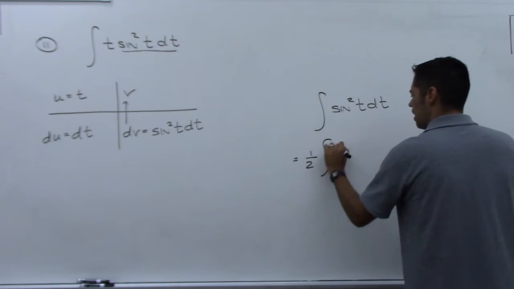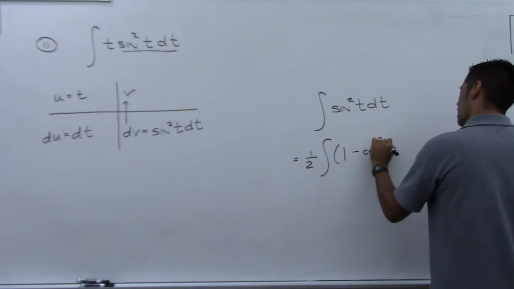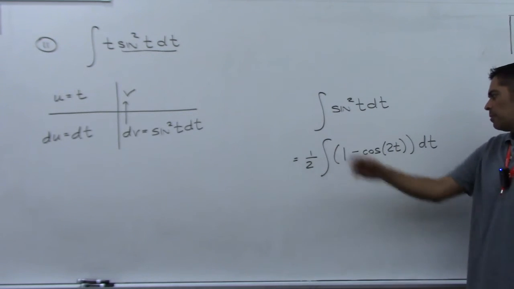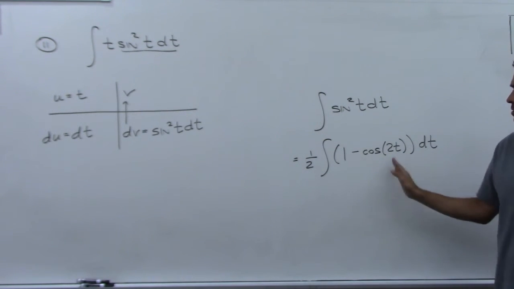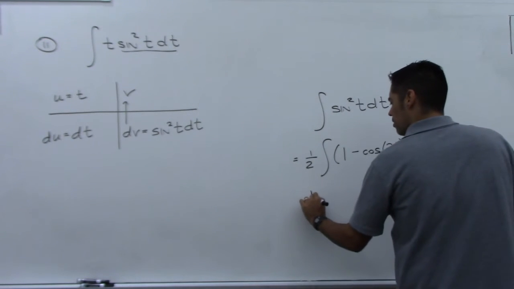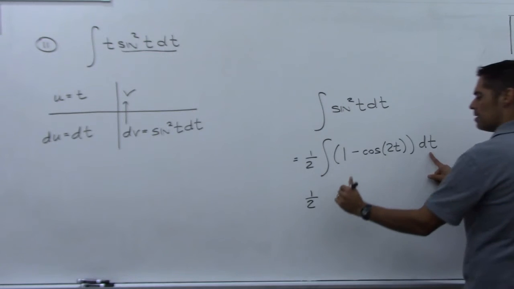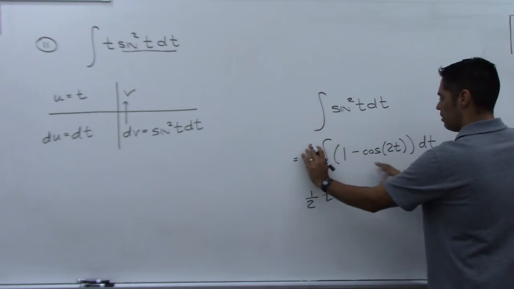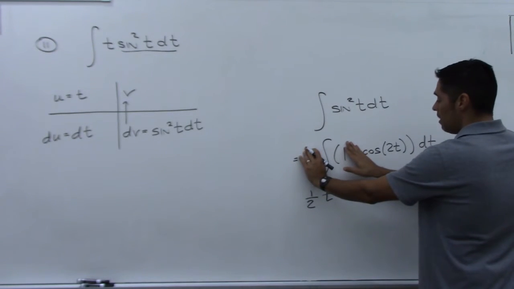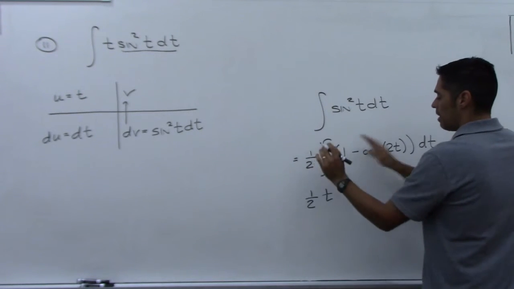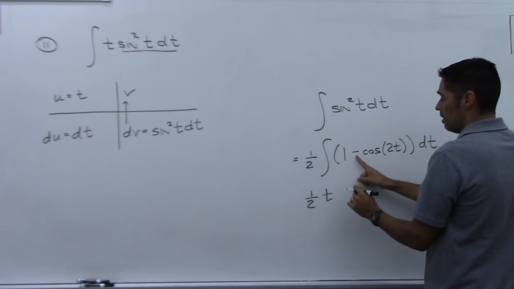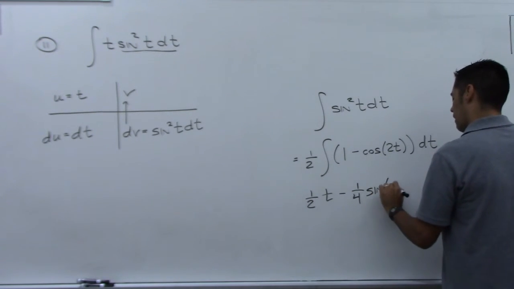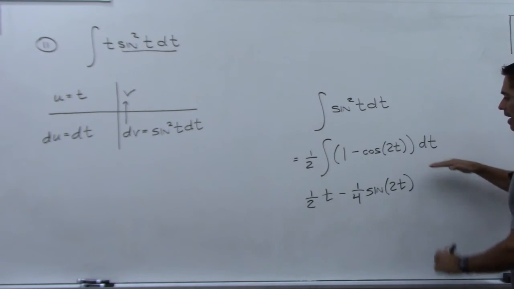We use the power reducing formula. We get a 1/2 that comes out. We get 1 minus cosine, in this case 2t dt. So using the power reducing formula, remember the 1/2, I just pulled it out now. I can find the antiderivative of each of these, no problem, and then distribute a 1/2 through. So 1/2, antiderivative of 1 with respect to t is t. Antiderivative of the cosine 2t is just 1/2 sine 2t. But then I make it negative 1/2 sine 2t, and then I hit it with a 1/2. So it becomes minus 1/4 sine 2t.